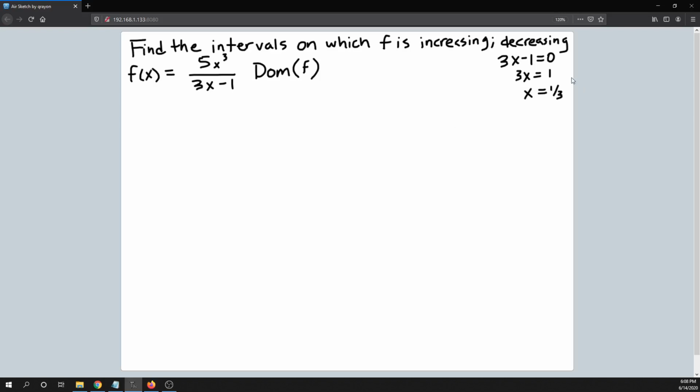So the domain here is going to be the set of all real numbers except positive 1/3. All right. So in interval notation, that would be negative infinity to positive 1/3 union 1/3 to infinity, like so. All right. So now that we have the domain, what we want to do is to take the derivative.